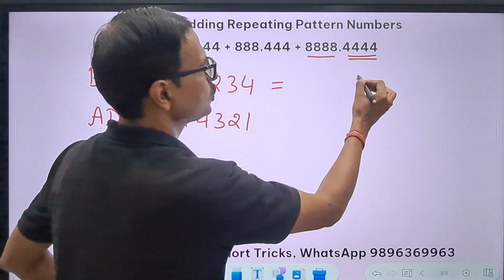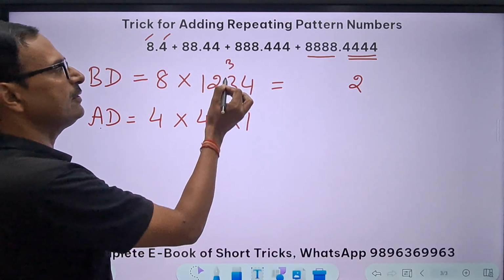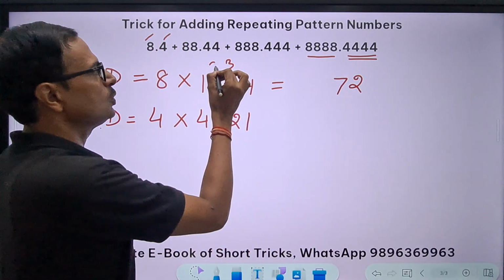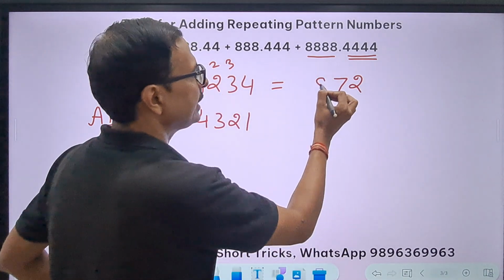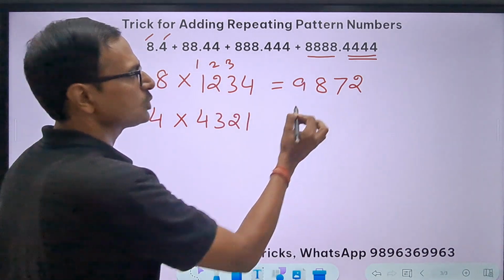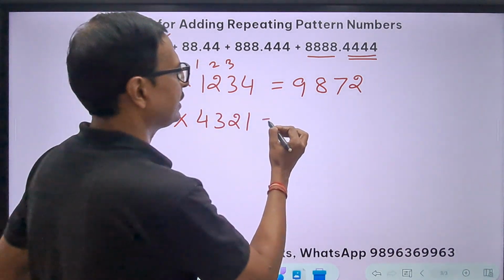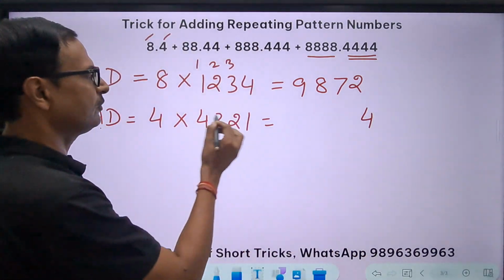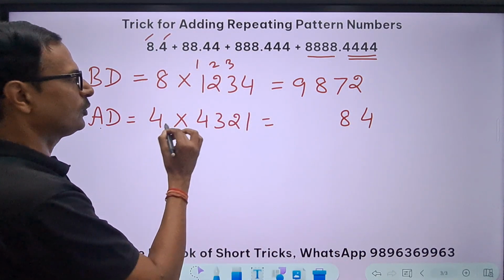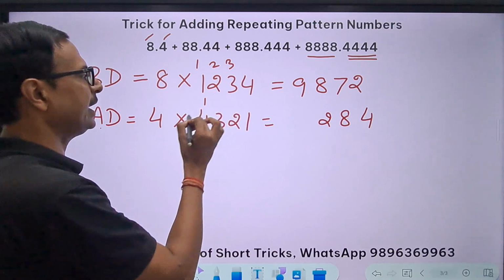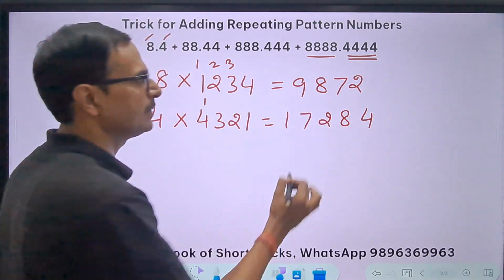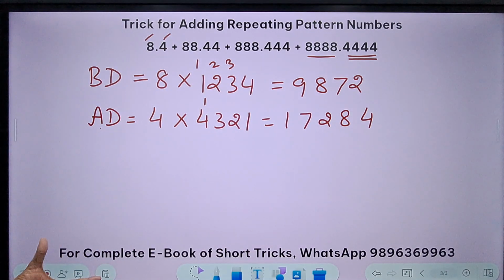8 4s are 32, so 2 and a 3, 24, 27, 7 and a 2, 16, 18, 8 and a 1 and a 9. So 9 8 7 2, and likewise if you multiply this you will get 4, then 4 2s are 8 and 4 3s are 12, 2 and a 1 carry, and then 17, right? But now again the same observation.